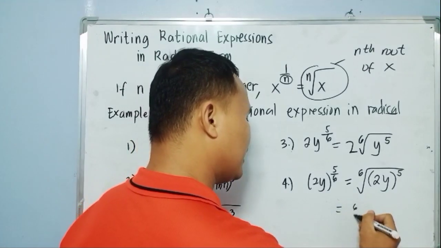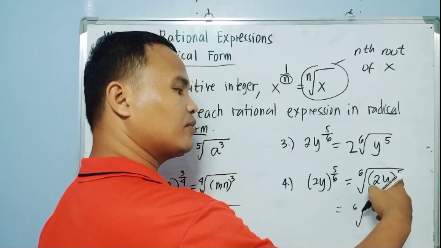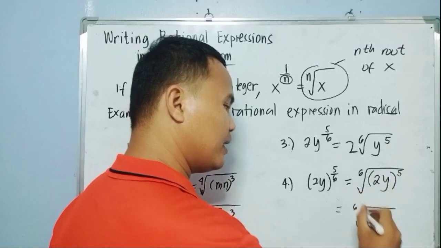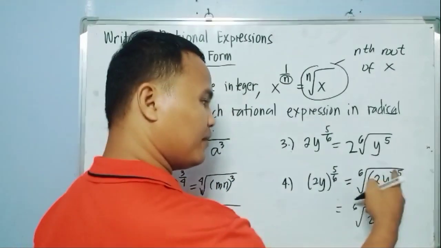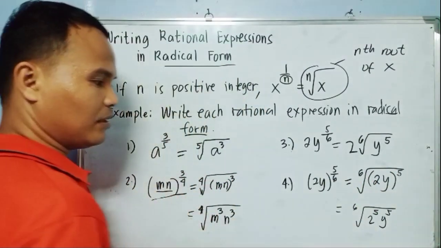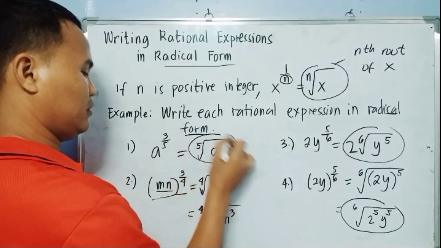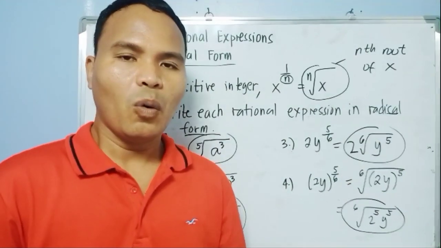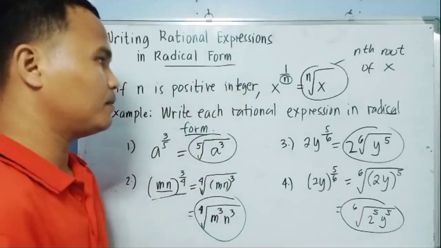Then by the law of exponent, we are going to distribute 5 to each exponent inside the parenthesis. So we have 5 times 1. That's 5. That's 2 raised to the power of 5. 5 times 1. That's 5 again. Y raised to the power of 5. So this is our final answer. So mao to siya ang process when we express rational expressions in radical form.